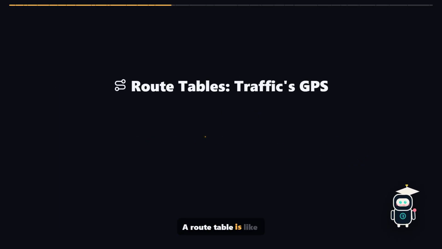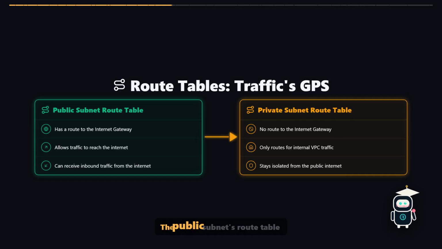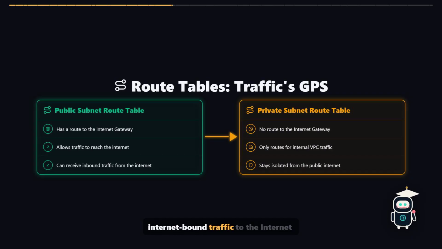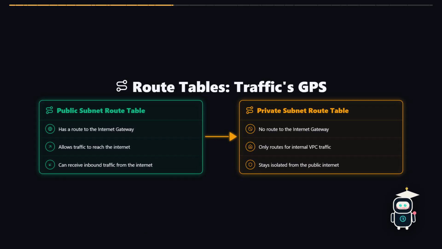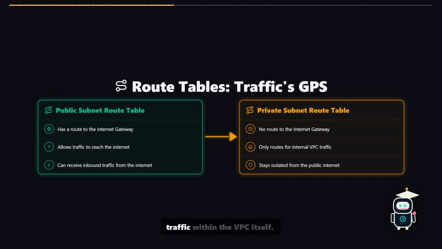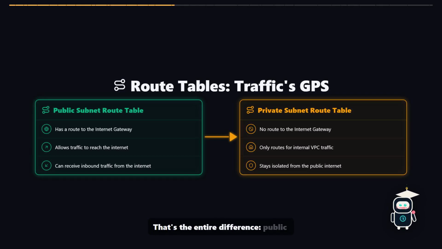A route table is like GPS for your VPC traffic. The public subnet's route table has a route that sends internet-bound traffic to the internet gateway. The private subnet's route table doesn't have that route. It only has routes for traffic within the VPC itself. That's the entire difference. Public and private are routing decisions, not separate buildings.